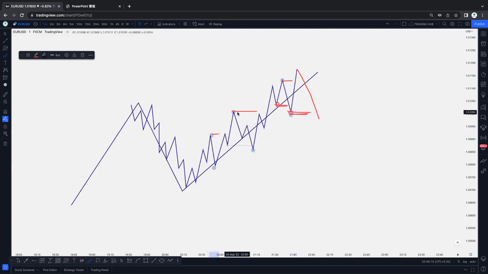But you can understand it like this. This one and this one, this is a move like this. So this one is your inducement for this bigger move. So the market takes out this inducement and then goes higher. Correct.